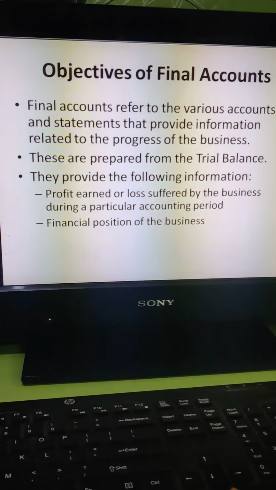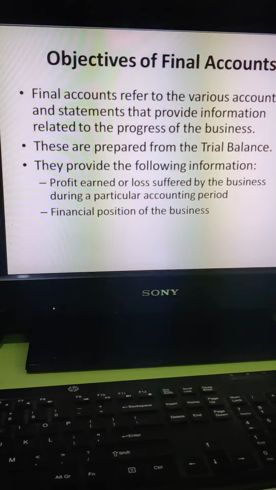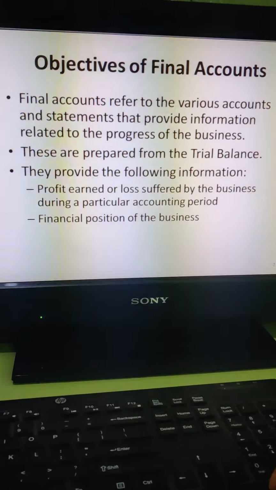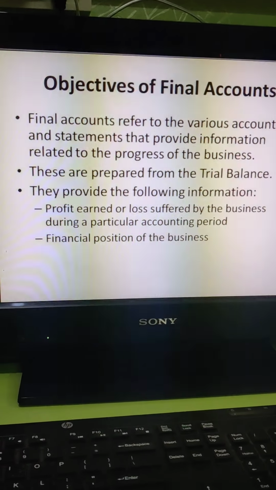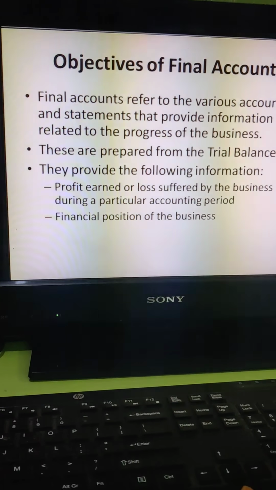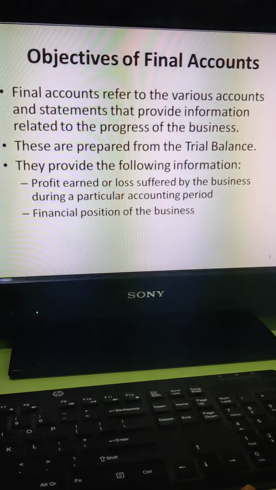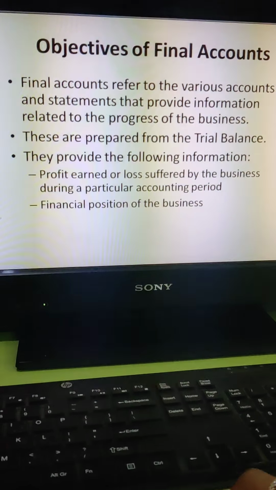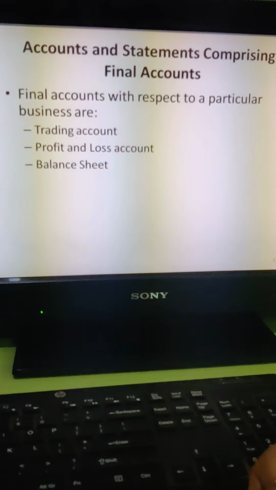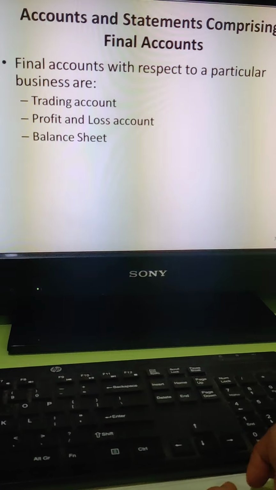Final accounts are divided into two different parts. One is to judge its profitability, so the profit earned or the loss suffered by any business during a particular accounting period. The financial position of the business is known through the preparation of the balance sheet. So the final accounts provide the information related to these two aspects. Final accounts are prepared with respect to a particular business period.